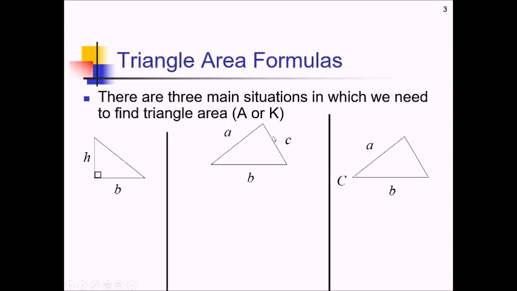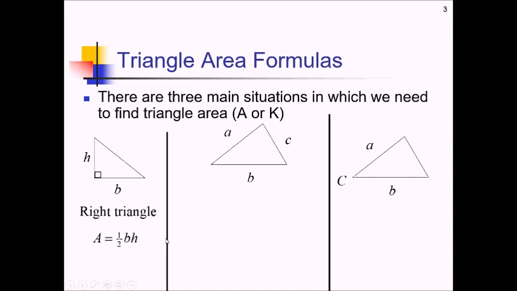So down below here are three big situations where we would need to find the triangle area, which we'll refer to as either A or K, depending on whether we're trying to avoid confusion with letters that are already out there. So the common case that you're already used to is when you have the base and the height of a right triangle, and then you can just do 1/2 base times height to get the area, which we call A in the old geometry formula here.